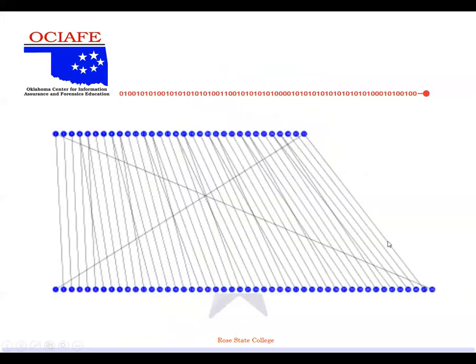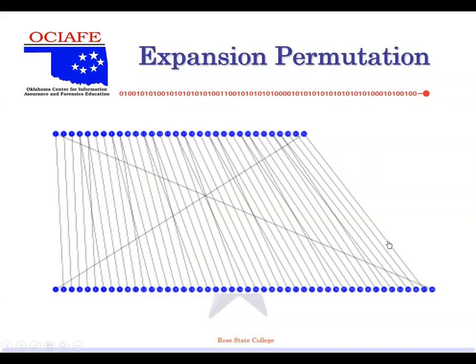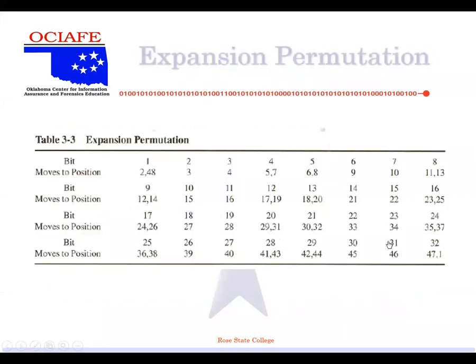Okay. Let's go to the next section. There's the expansion permutation. Now you'll notice, look at bit 1. Bit 1 goes to bit 2 and bit 48. See that? Some of them are duplicated. Okay, now let's look at the chart for it. So bit 1 goes to bit 2 and 48. So whatever is in bit 1's position, we take it and put it in bit 2 and bit 48. Whatever is in bit 2 goes to 3. 3 goes to 4. 4 goes to 5 and 7.